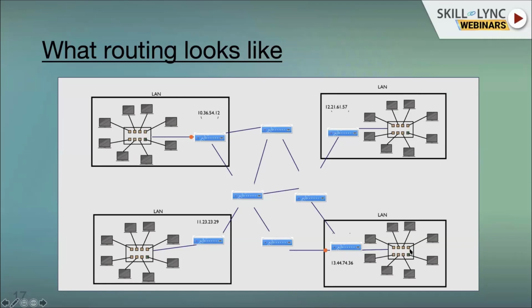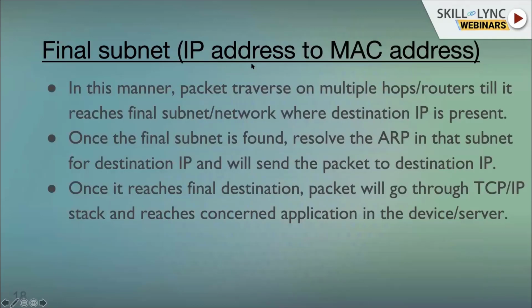In this final subnet, what will it do? Again, it has to resolve the ARP, right, to get that MAC address. Finally, we got that IP present in the subnetwork, but we need to find that MAC address, because we need to know both the IP address and MAC address to reach that packet. Again, we need to resolve the ARP in the subnet. That's what we do in the final subnet, again IP address to MAC address.